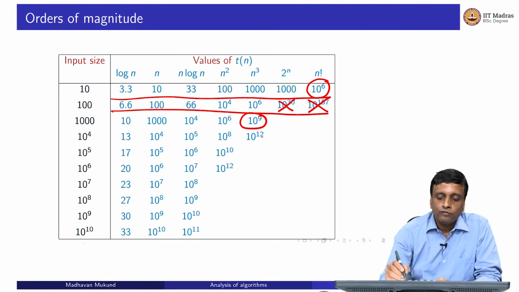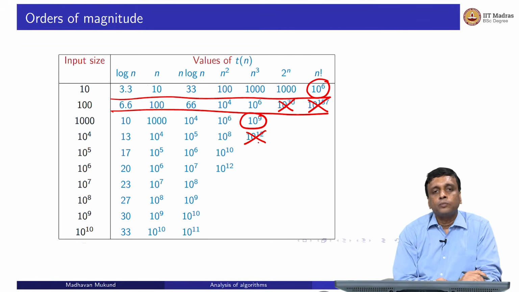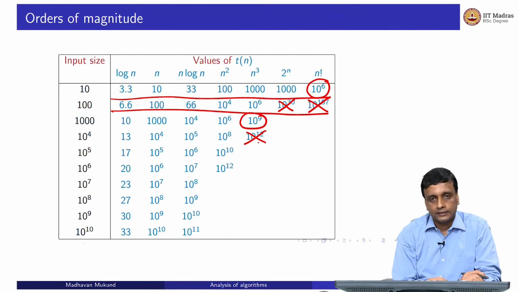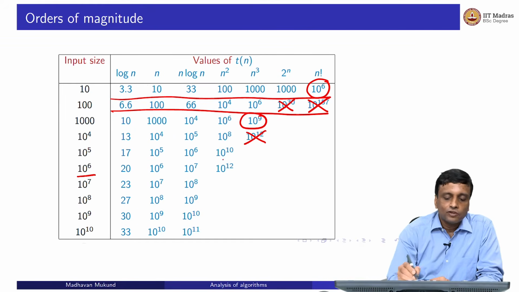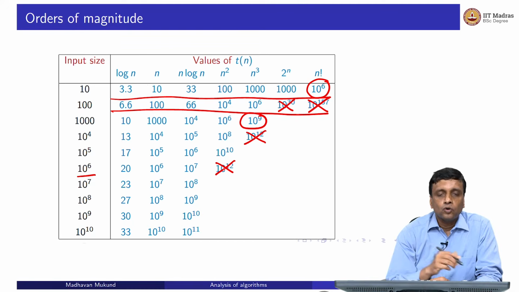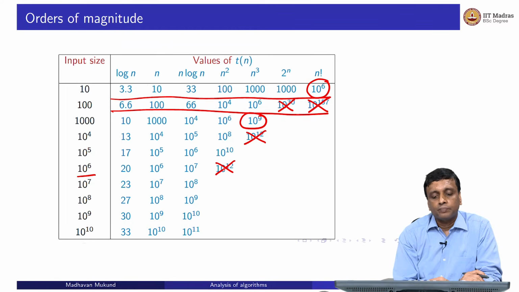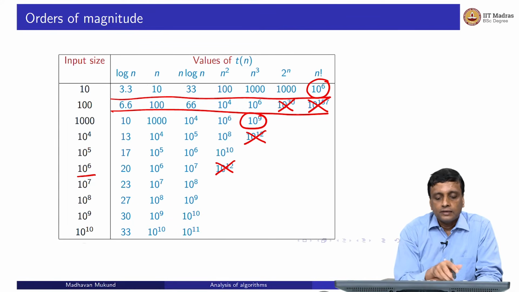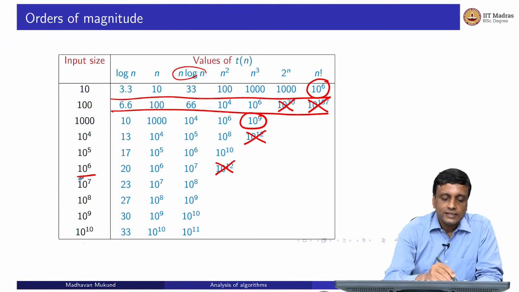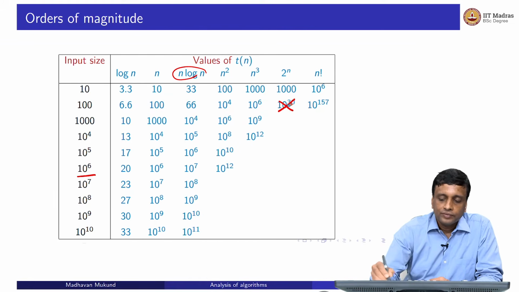So if we go to 10 to the 4, then already n cubed is off our list, because 10 to the 12 operations is going to take something like 10,000 seconds, right. That's not good. So now as we see at 10 to the power 6, for instance, n squared also goes above any reasonable limit, and at 10 to the power 7, 8, 9 we still can manage with n log n.